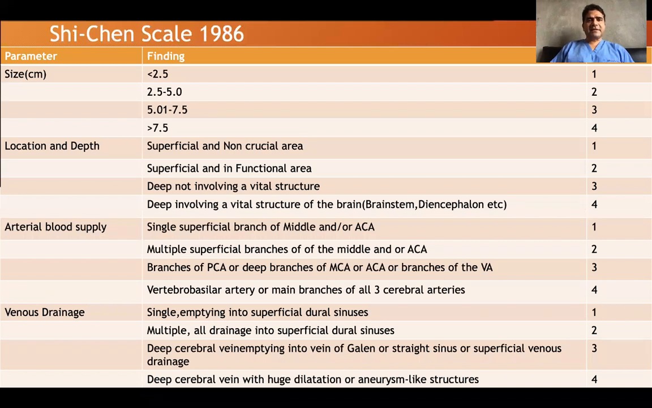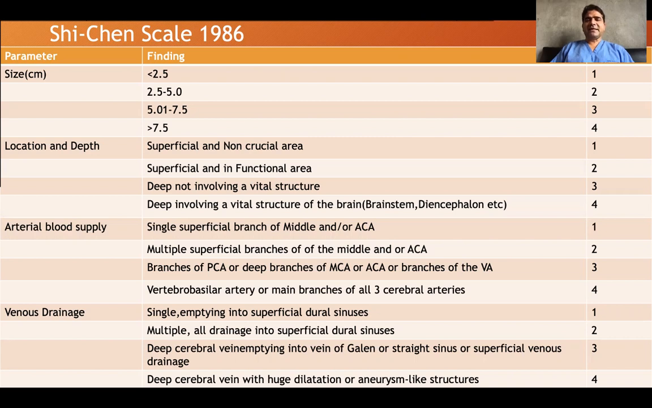Another famous classification system for cerebral AVM was from Shi-Chen. The Shi-Chen scale, which was published in 1986, is also another great elaboration of different factors, like there is some enhancement in the classification system. There are 4 components. One is size, another is location and depth, third is arterial blood supply, and fourth is venous drainage. See, different from Spetzler-Martin, which has 3 or 2 subgradings, it has 1 to 4 points in all these 4 components.